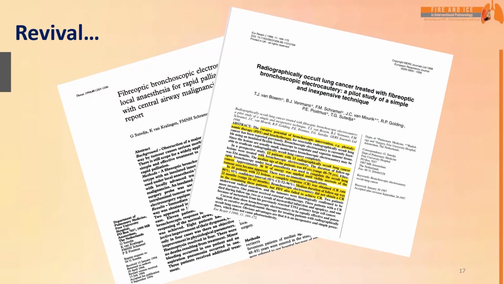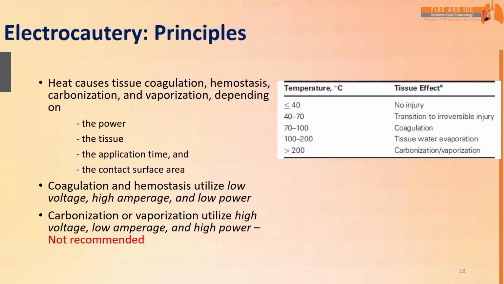The role of electrocautery for the management of metaplasia or dysplasia was also enlightened by the work of Van Boxem, where they managed 13 patients with electrocautery, and all the patients had radiologically occult lung cancer, and the clinical response was found in 80% of cases, where they followed up the patients for 21 months. So these are the positive literatures, and the focus was on the use of electrocautery for the management of airway obstruction. Now let's have some physics.